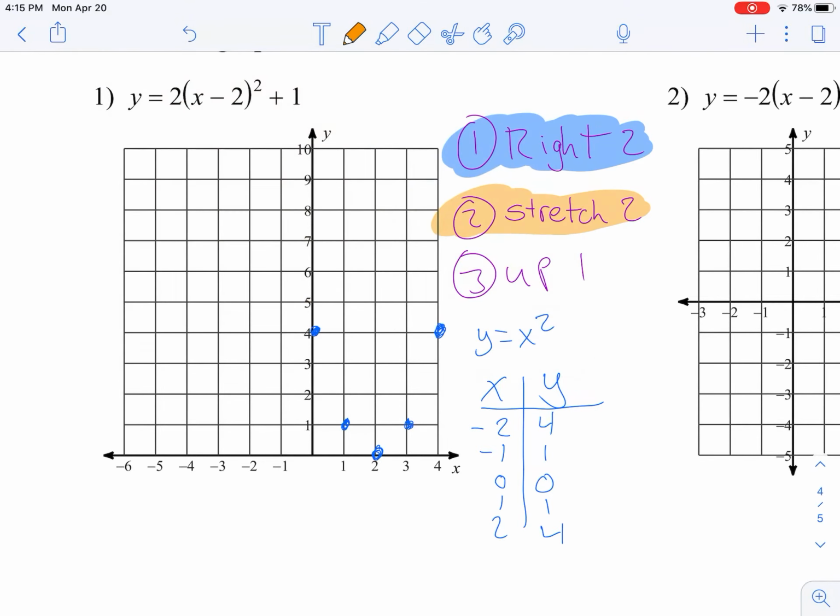So I'm only worried about my y value here. The y value for this point is 4. So if I did 4 and then multiplied that by 2, 4 times 2 is 8. So I now have a new y value of 8. And I do that for each point. The y value on this is 1, so 1 times 2 is 2.